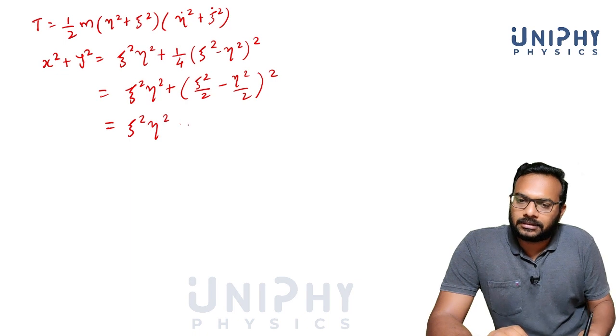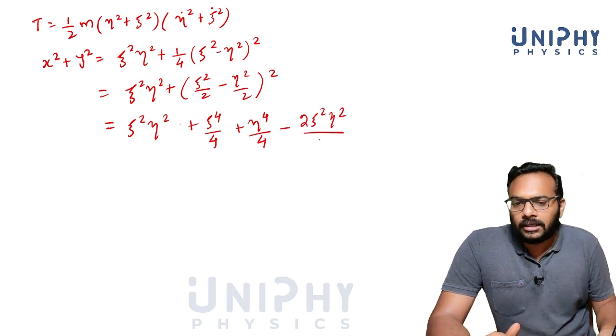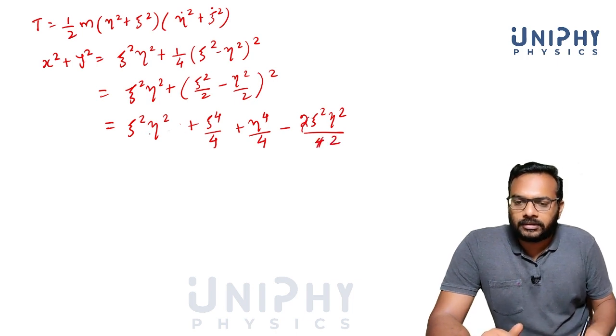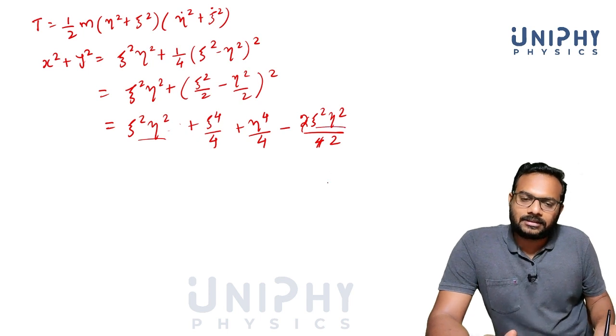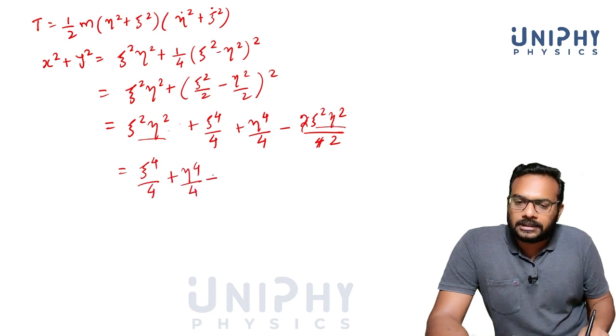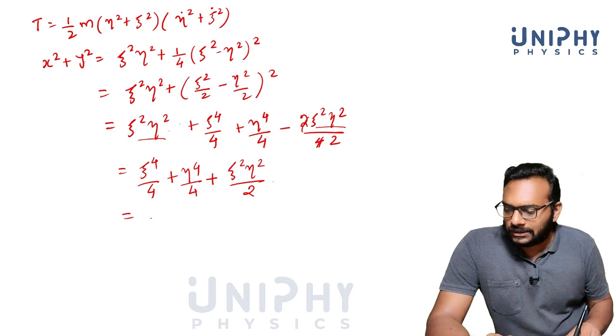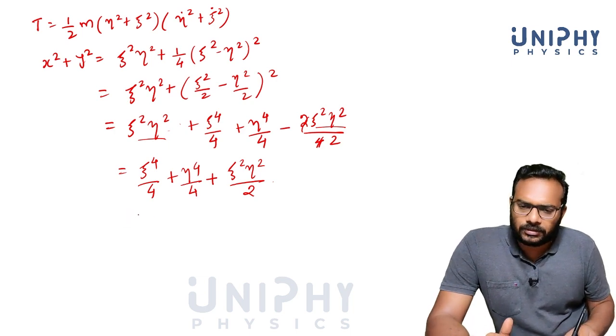Psi square eta square plus psi raised to 4 by 4 plus eta raised to 4 by 4 minus 2 psi square eta square divided by 4. So this becomes 2. So we've got psi square eta square here and psi square eta square by 2 over here. This becomes psi raised to 4 by 4 plus eta raised to 4 by 4 plus psi square eta square divided by 2. That's enough, we can write it like that for the time being.